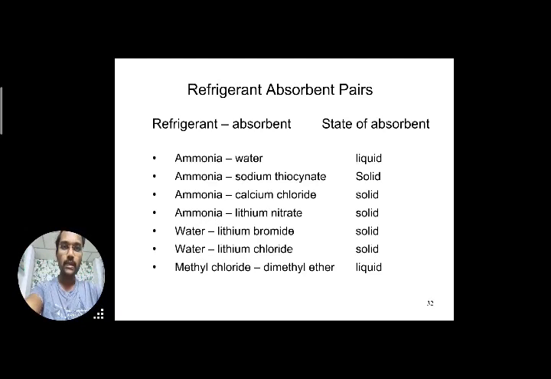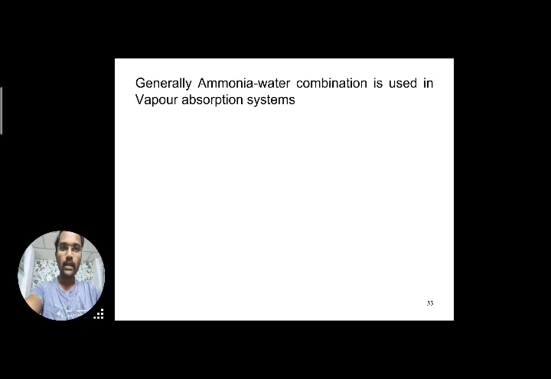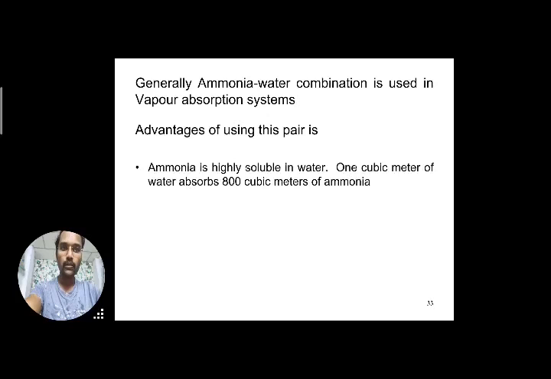So note it down, all these are pairs. The most used pair is ammonia and water, and the next one is water as a refrigerant and lithium bromide as an absorbent. So these two are the most frequently used cases, mostly used for industry purposes. Generally, the ammonia water combination is used in vapor absorption systems. So we'll see what the advantages of using this pair are. Ammonia is highly soluble in water. It has greater affinity at lower temperatures. It will mix well with water.